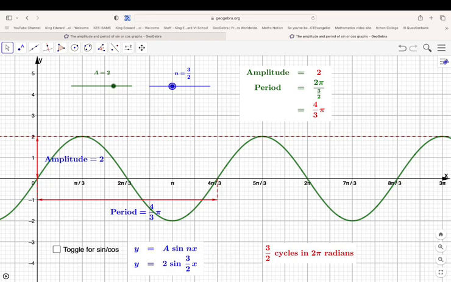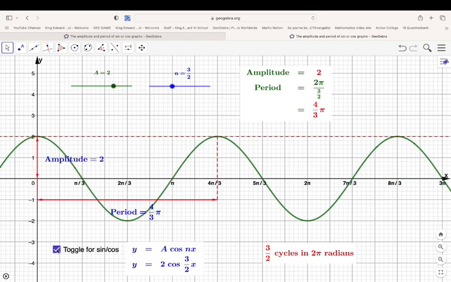And then you can also toggle here and do the same for cos, which has exactly the same properties, a being the amplitude and the n being the number of cycles in 2 pi radians. If you want to find the period, you just have to do 2 pi divided by n. Okay, so I hope this has been a video to show you how to look at the amplitude and the period of a sine graph.